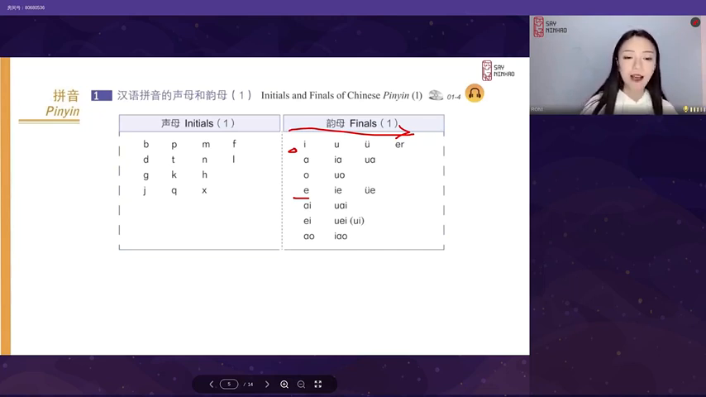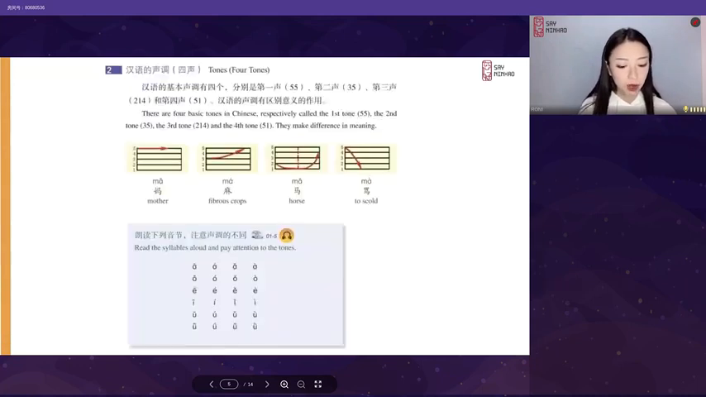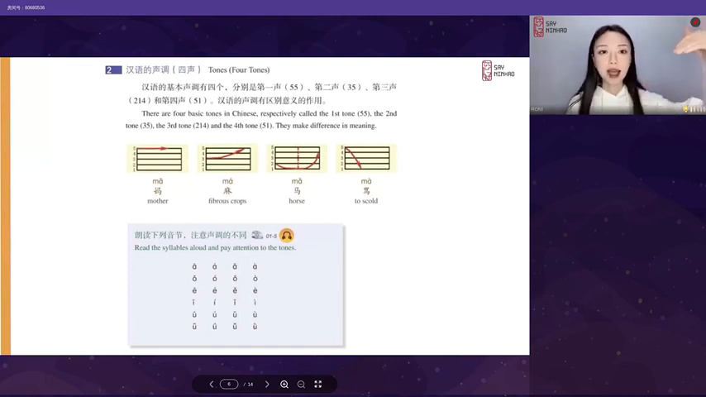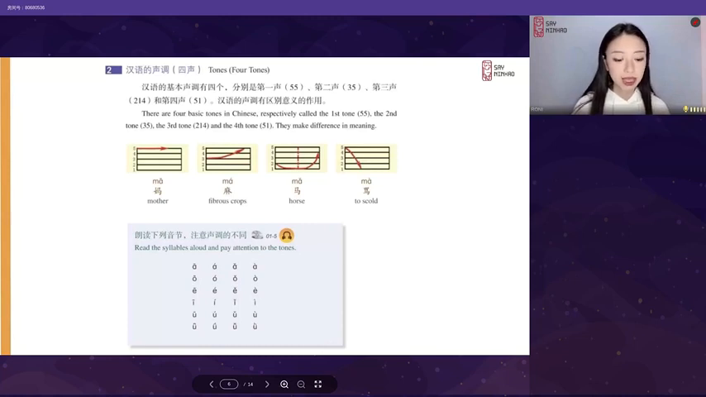Yao. Okay, these are the basic initials and finals of Pinyin, and there is still a very important part of Pinyin, which is tone. Tone is a very outstanding feature of Chinese. We have four basic tones for Chinese. If I use ma as an example, then the four tones are ma, ma, ma, ma. As we can see, here are four examples for ma.